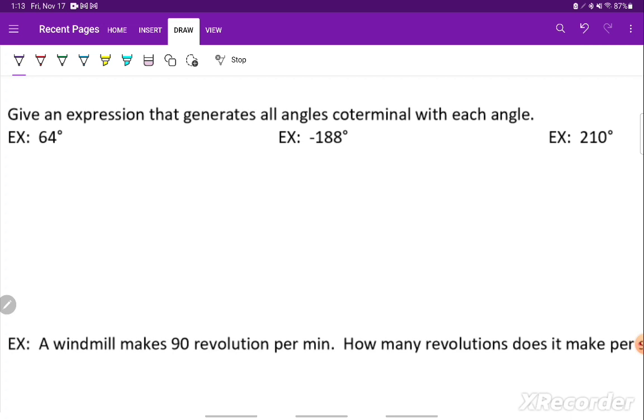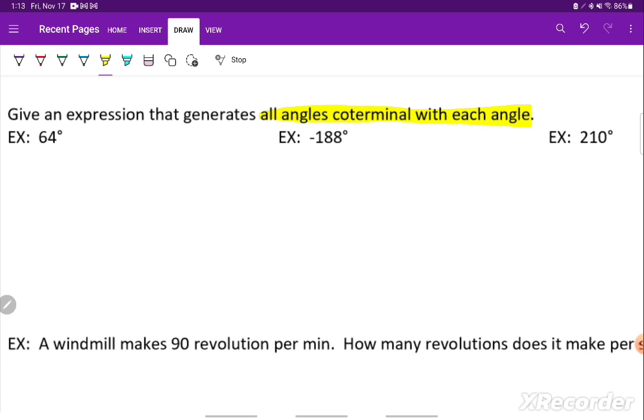In these next examples, we want to give an expression that generates all angles coterminal with each angle. And we're going to see directions like this, all angles coterminal with each angle, towards the end of the course, as we are solving trigonometric equations. We do the same thing every single time we want to represent all angles coterminal with an angle.